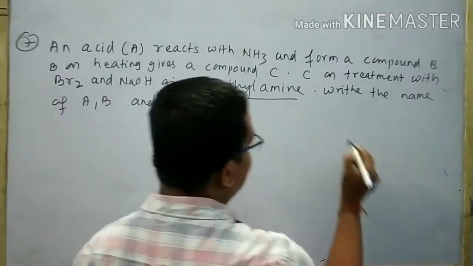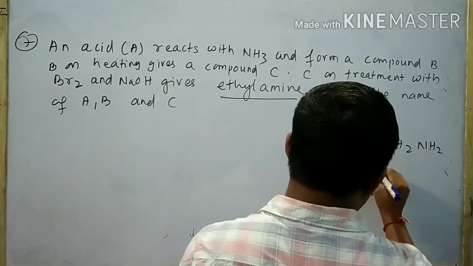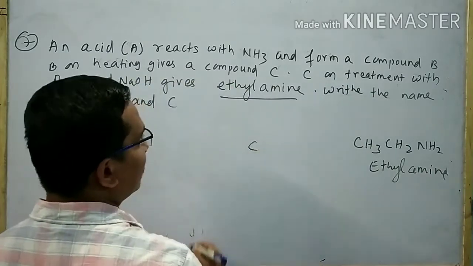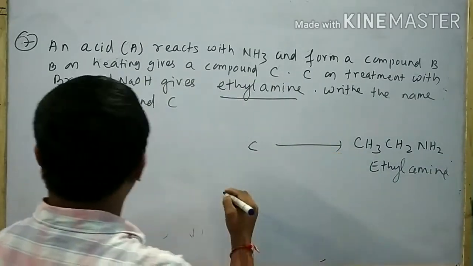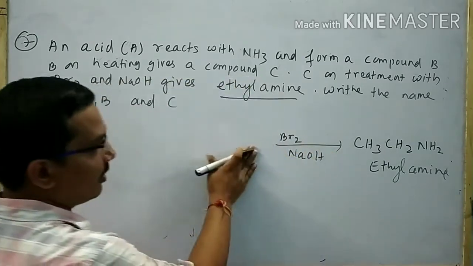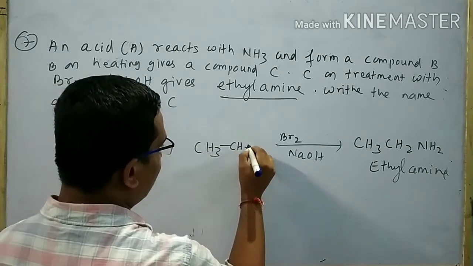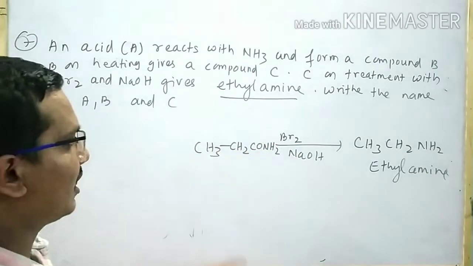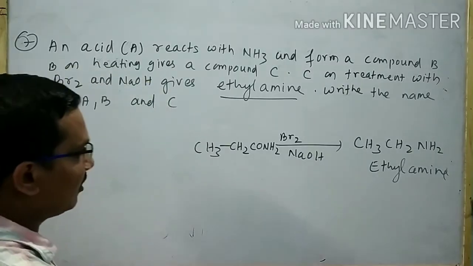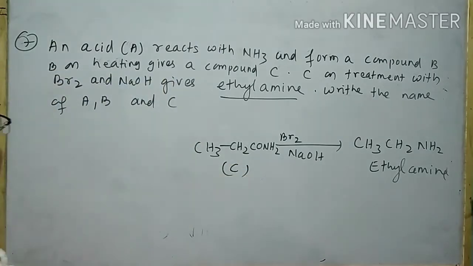Here ethylamine is given, so at first write CH3CH2NH2. This is your ethylamine, which is produced from compound C. C is subjected to reaction with Br2 in the presence of NaOH. That means it is an acid amide, so write CH3CH2CONH2. This reaction is said to be Hofmann's bromamide reaction, a type of degradation reaction. So this is your C, and C is formed from B.